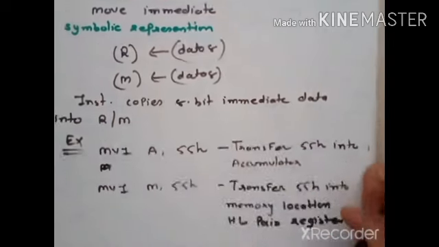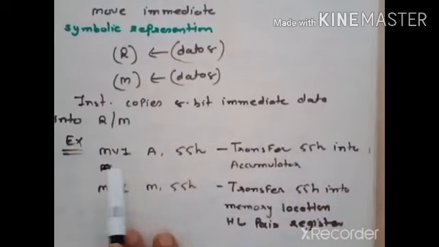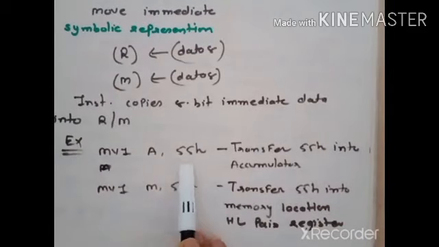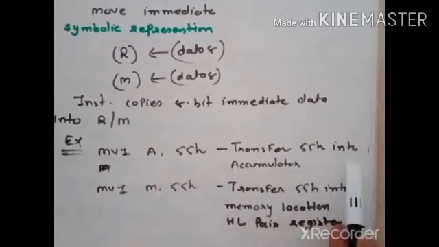Then example of this instruction, MVI A 55H, that means transfer 55H into accumulator. Then MVI M 55, that means transfer 55H into memory location HL pair register.